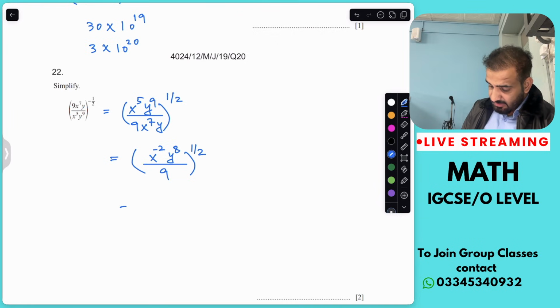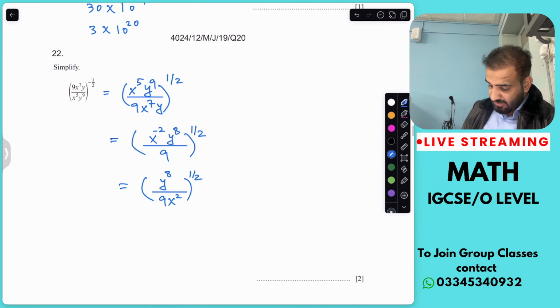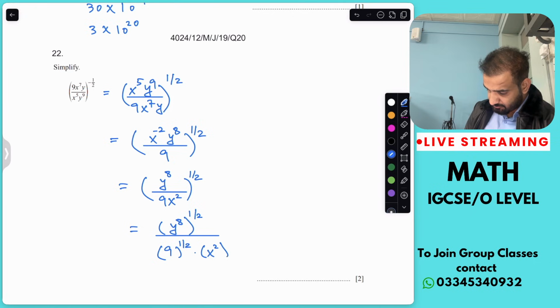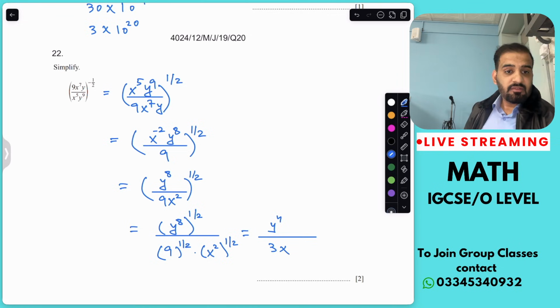As I said, you should never write a negative power. Bring this x square down, but please be inside the bracket. Now split this 1/2 on each term. So it will become y4 divided by 3x. y4 divided by 3x.